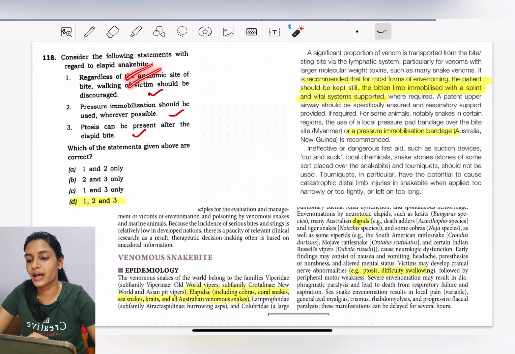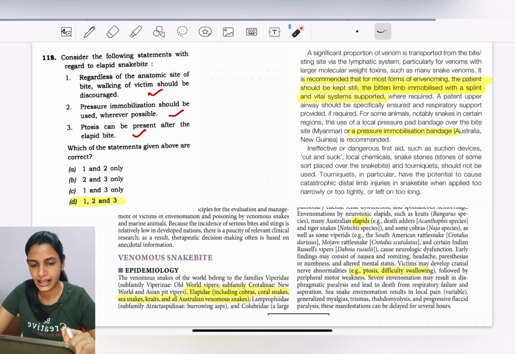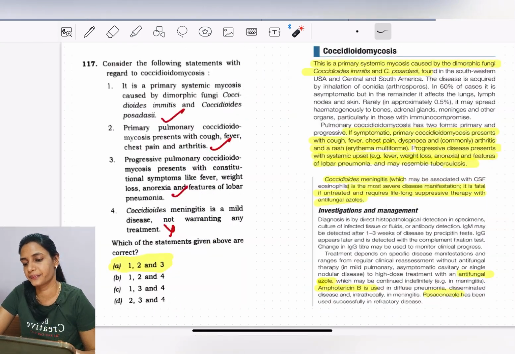Now they are talking about elapid snake bite. Elapid is one of the families of venomous snakes, which includes cobras, coral snake, sea snake, krait and all the Australian venomous snakes. So we all know that for snake bite, the thing preferred is immobilization, and we prefer that the victim should not move from that place. So these two statements we know: the patient should be kept still, the bitten limb immobilized with a splint, and vital systems supported. We should apply a pressure immobilization bandage, and with elapids we can have ptosis and difficulty swallowing as a complication. So all the statements are true in this case.